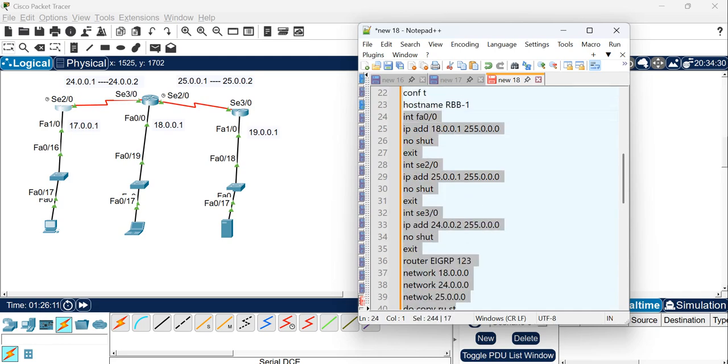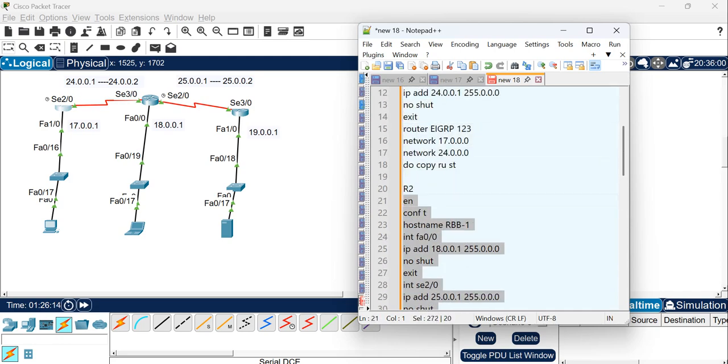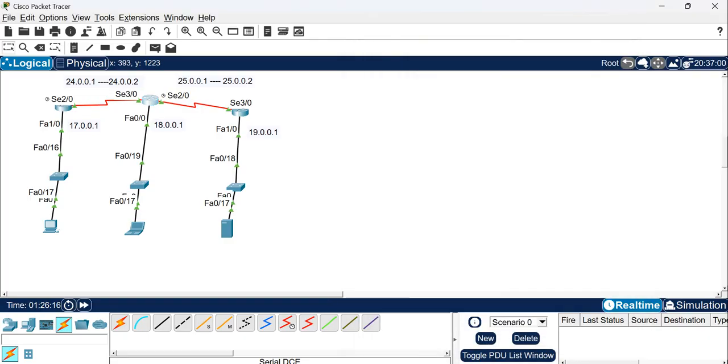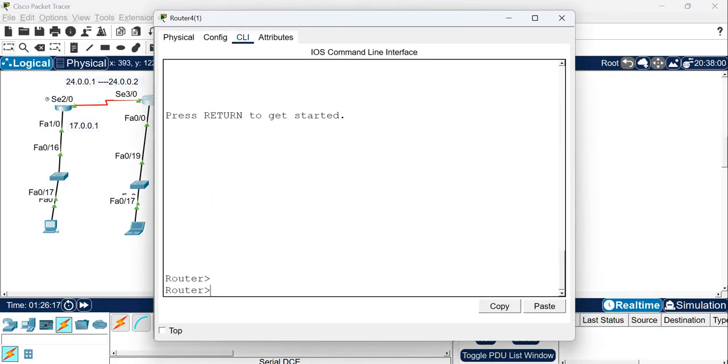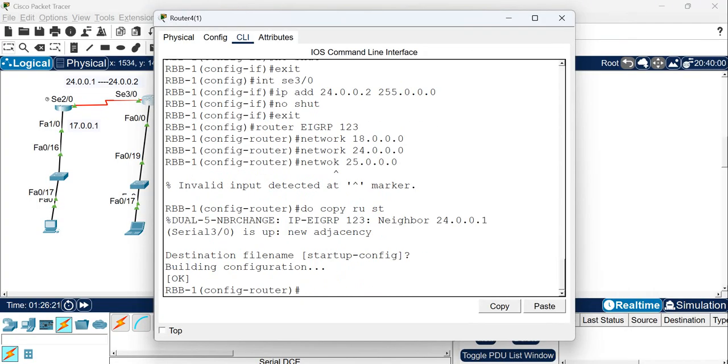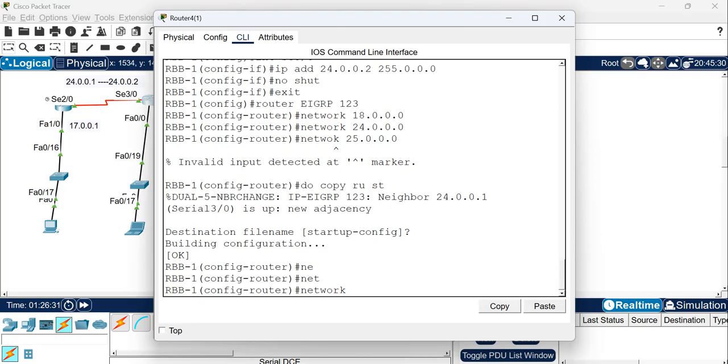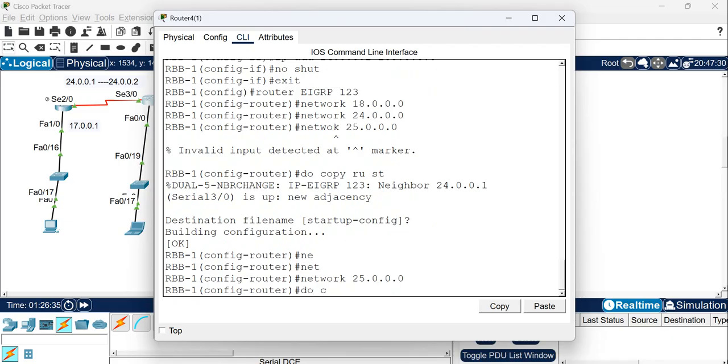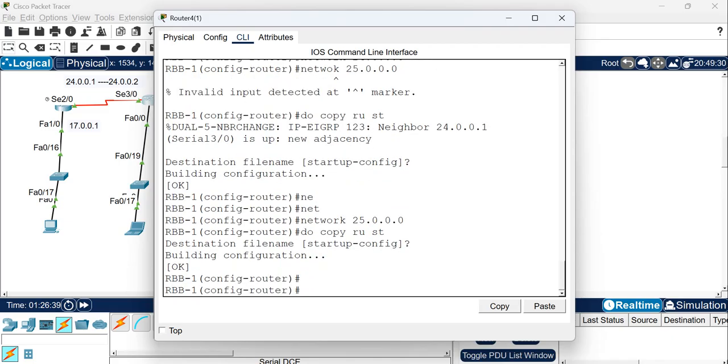So let me copy the second router and paste it in the router. Enable, paste. Can you see there's an exclamation mark over here? Why? If you find something like this, that is an error. Clear, guys? So what I'm going to do? Again, I'm going to use the same value, network 25.0.0.0. Then do copy run to start. Clear?